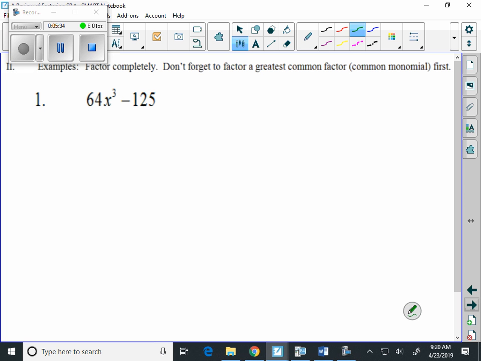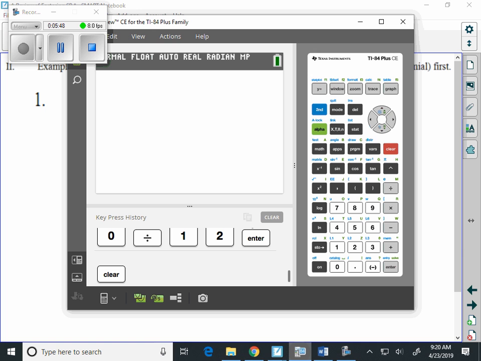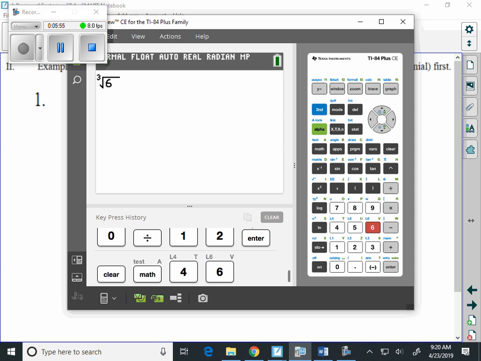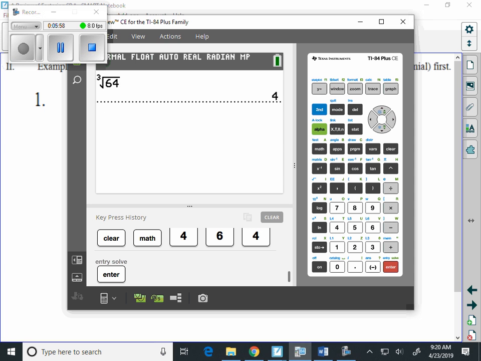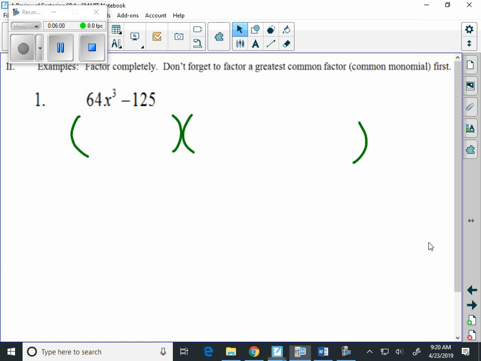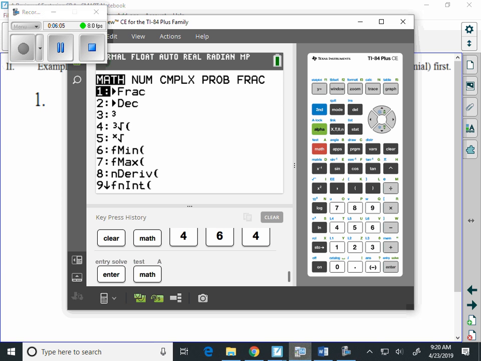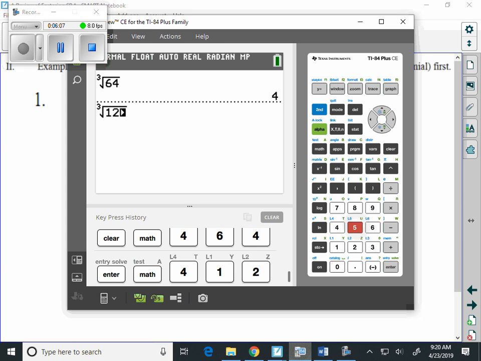So we can start with a little parentheses and a big parentheses. And then we look at the 64 here. Well, what's the cube root of 64? And by the way, if you don't remember and you want to use your calculator, you can go to math and number 4 and 64. It's right up there on your chart, but I want to show you how to use it on the calculator. I think the other number was 125. So again, it's math, number 4, and 125.